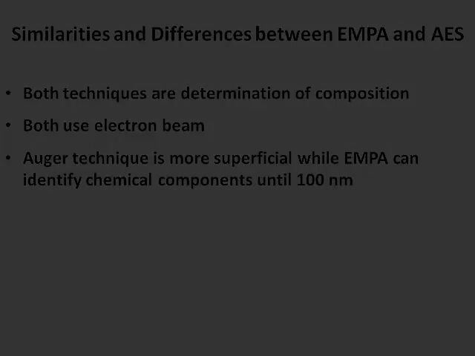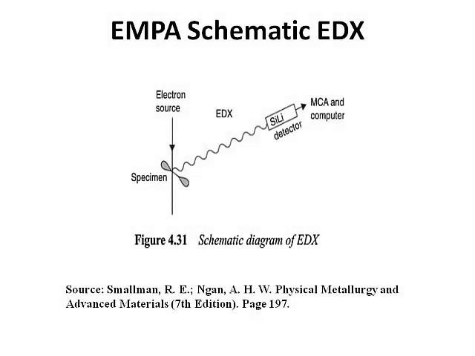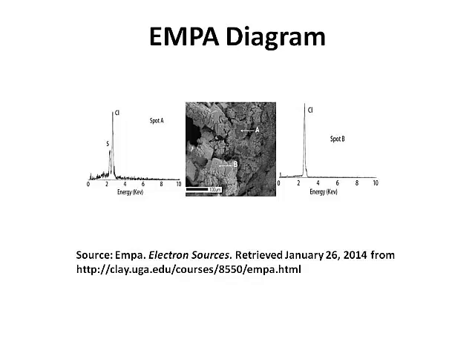100 nanometers. This figure is showing the EMPA schematic. The signal identified by this technique is X-ray, up to 3 microns deep in the sample. The signal can be captured by two different spectrometers, EDX or WDX. The difference between them is that WDX movement depends on the angle between the sample and beam. They are made of silicon and lithium crystals. The next figure is showing an example of an EMPA EDX diagram.